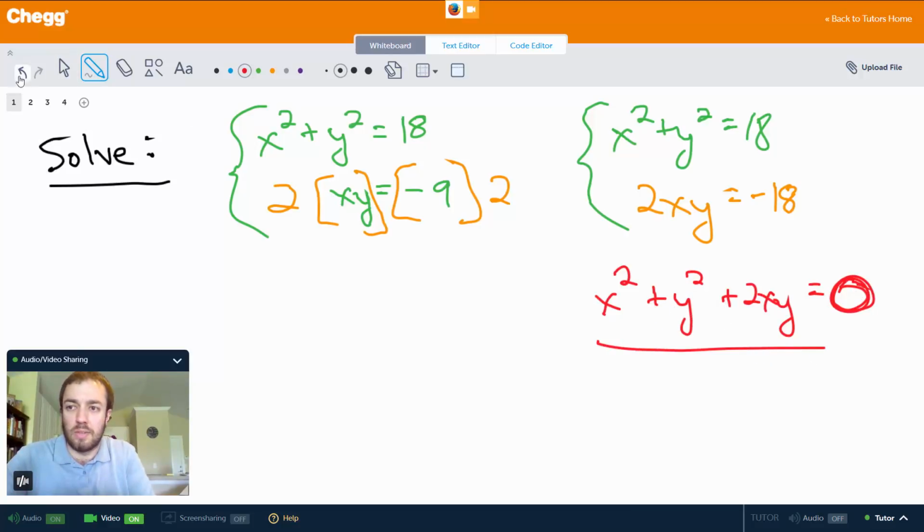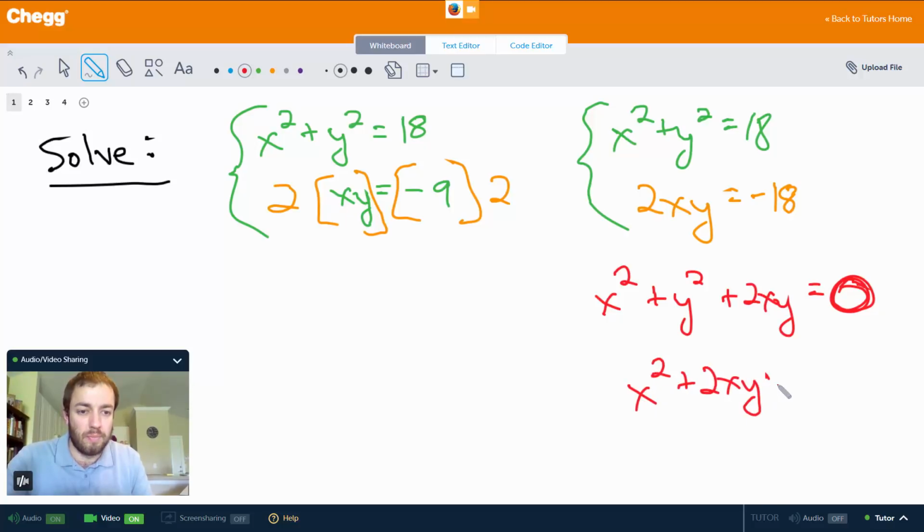Well, that's nice. Now, what about this? Let's rewrite this ever so slightly as x squared plus 2xy plus y squared. Then we have equals 0 still. So does this look like something that maybe we could factor? And yeah, it is something we can factor. We can actually factor that as x plus y quantity squared, and we still have equals 0.